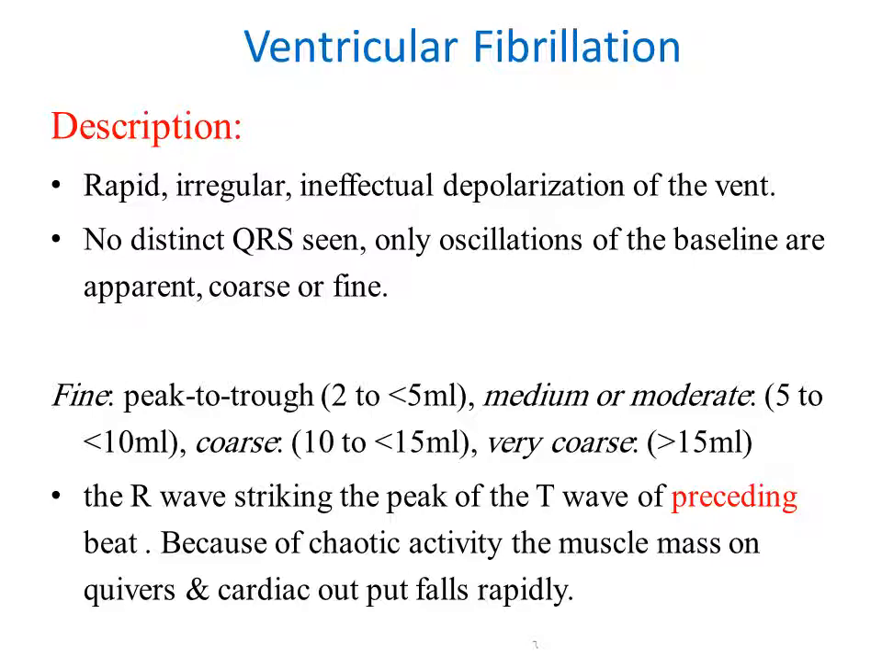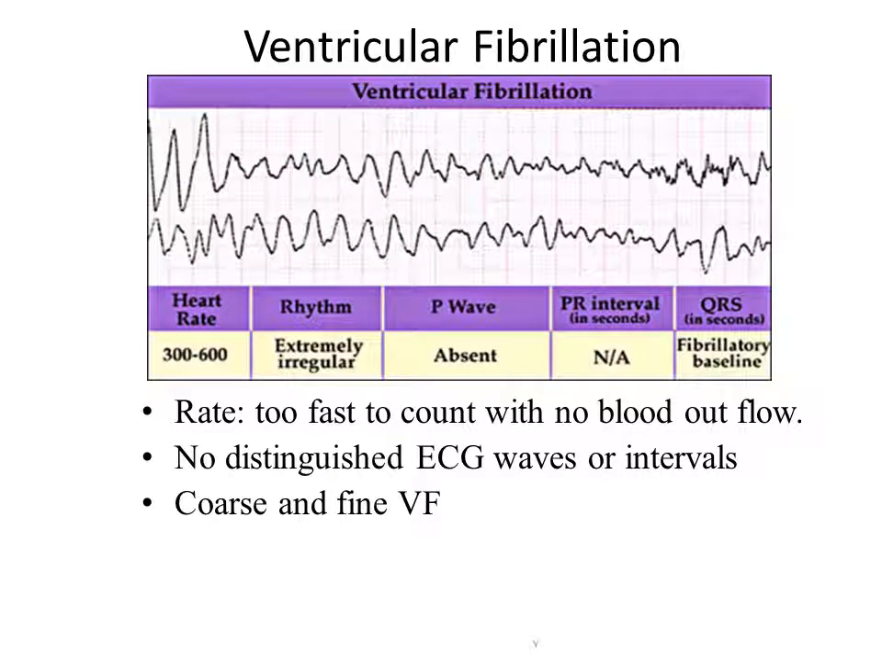The R wave is tracking the peak of the T wave of a preceding beat. Because of chaotic activity, the muscle mass quivers and cardiac output falls rapidly. There is a severe drop in cardiac output and the patient is in arrest. Look at this strip: no P wave, no QRS, no T wave, no regular rhythm. In the first two waves, you can see that the amplitude exceeded 3 large squares, so it is very coarse. If the wave, for example the third or fourth, was within one large square, meaning less than 5 mm in height, it would be fine VF.